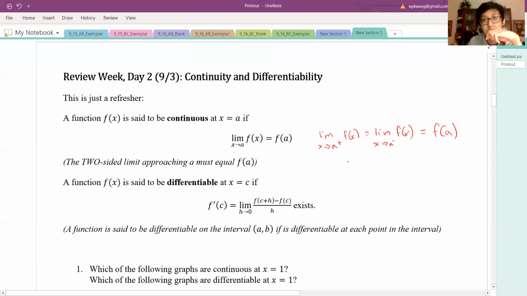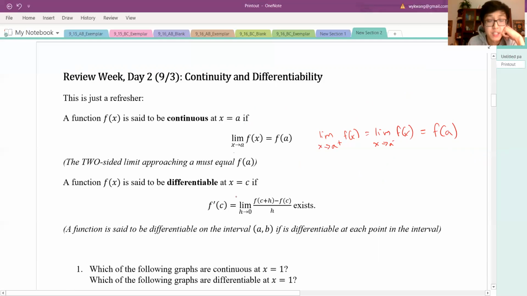These two have to be equal, or you could think of it like this has to exist, right? So these two have to be equal. This has to exist, f of a has to exist. And then the final component is that they must all equal each other. So depending on which way of thinking about it is easier for you, I mean, they're the same way of thinking about it.